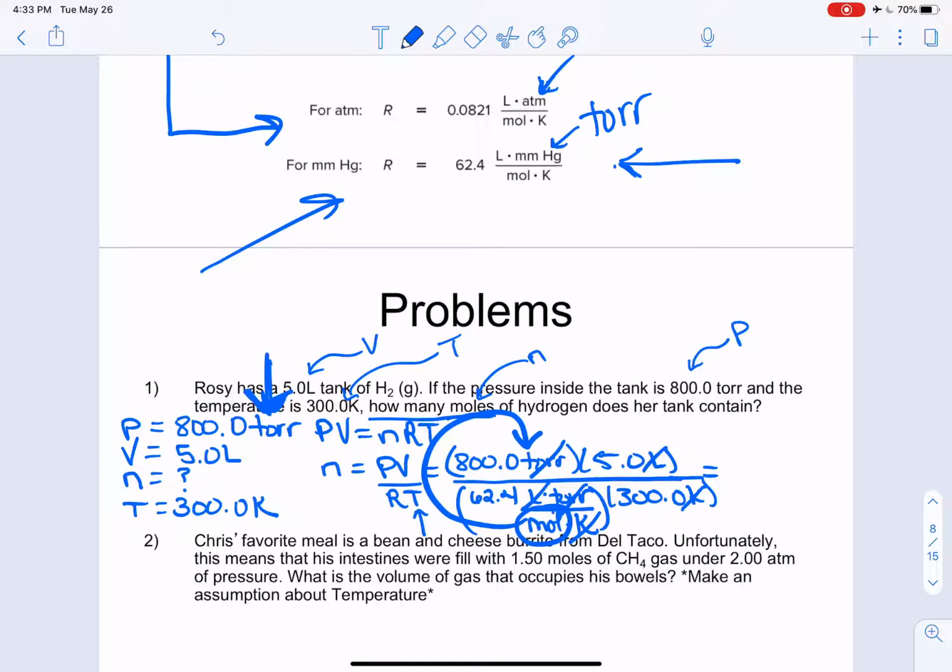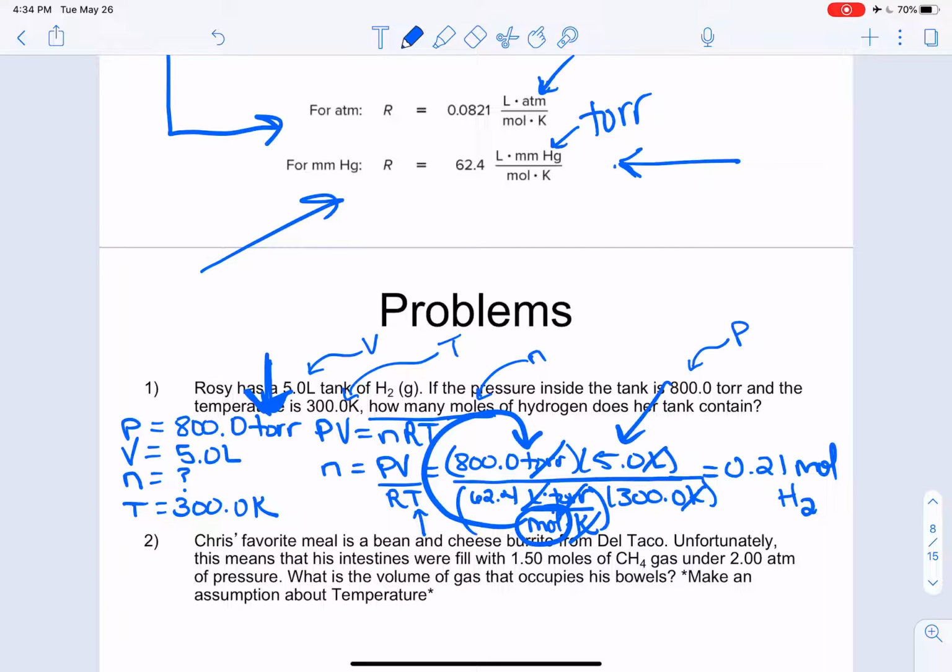And then I do divided by 62.4. And I usually hit equals again because I like to hit equals a lot. And then I'd hit divided by 300 and then hit equals again. And I would notice that I've only got 2 sig figs right there in that volume. And so that means I'm going to end up with 0.21 moles of hydrogen gas.